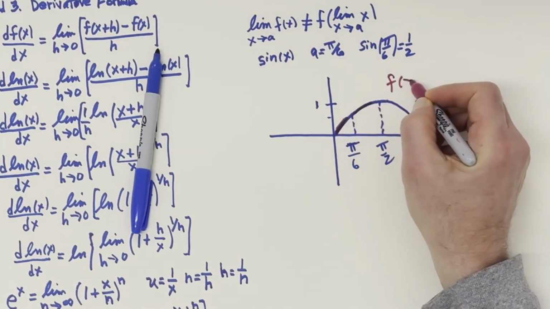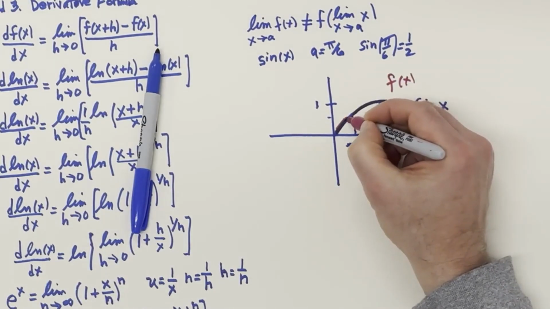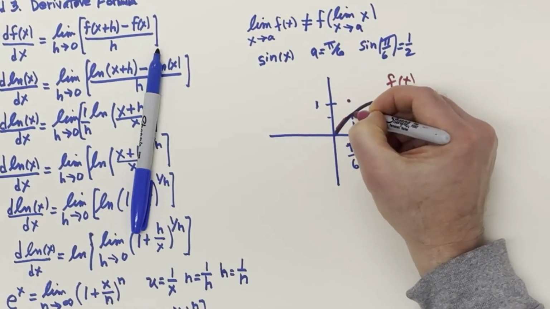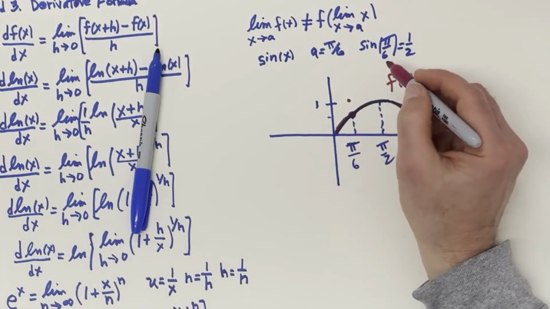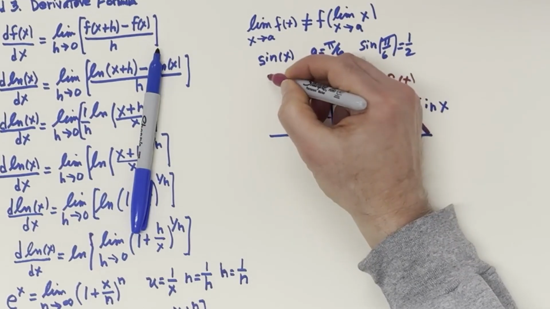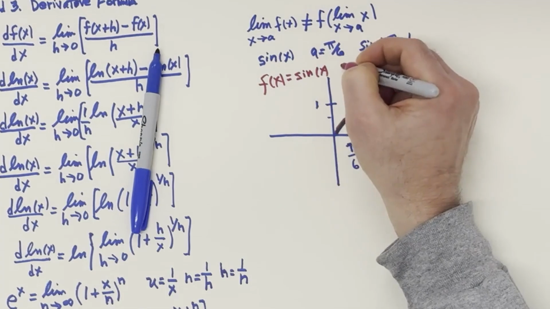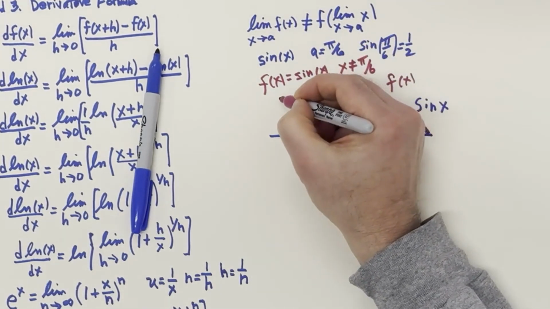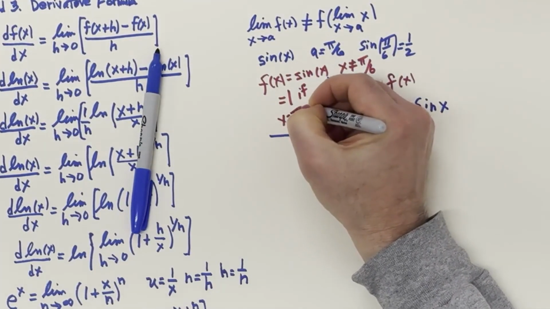This is going to be the f of x function, just like the sine, so they overlap. But at this point, up here, there's a gap. There's a gap right here, I put a little circle. And our function, f of x, is going to be exactly like the sine of x. You might say that f of x is equal to the sine of x as long as x is not equal to pi over 6. But it's equal to 1 if x equals pi over 6.